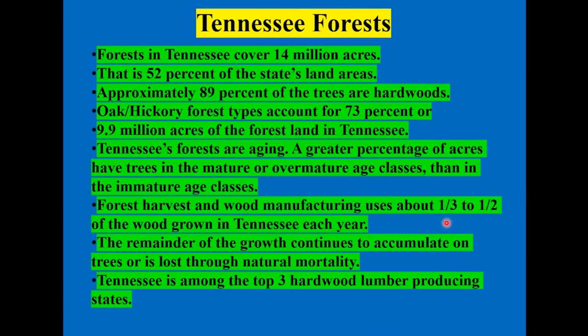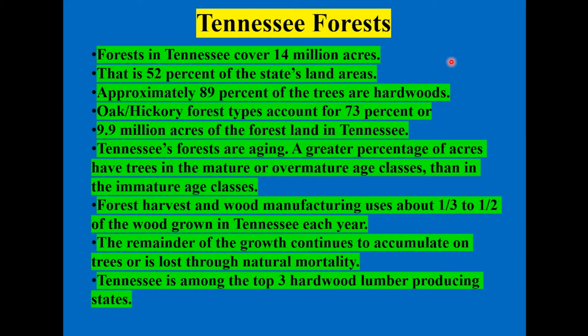Some of the Tennessee forests cover 15 million acres. That's 52% of the state's land area, which is pretty impressive. About 89% of the trees are hardwoods, and it's mostly oak hickory forest. That's about 73%, or almost 10 million acres of land, in oak hickory.